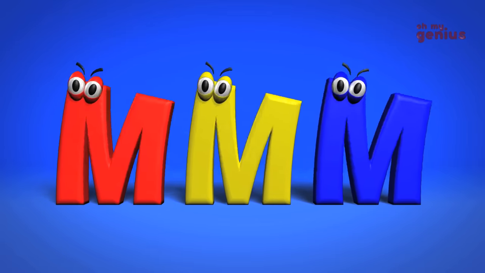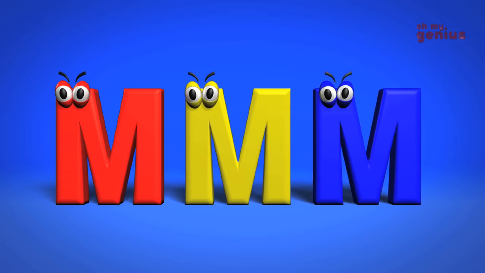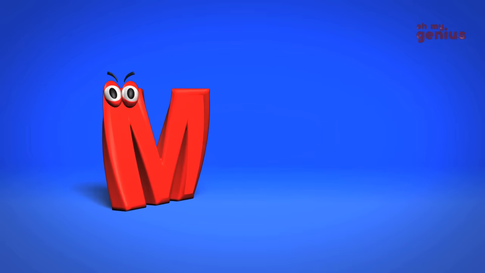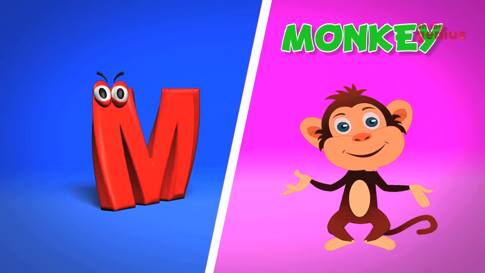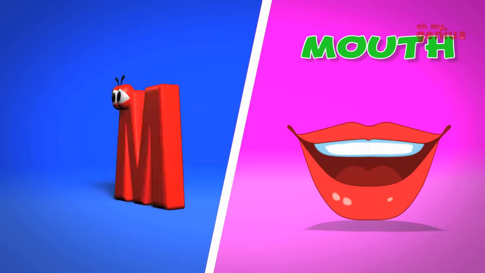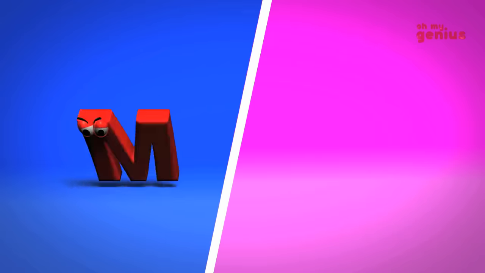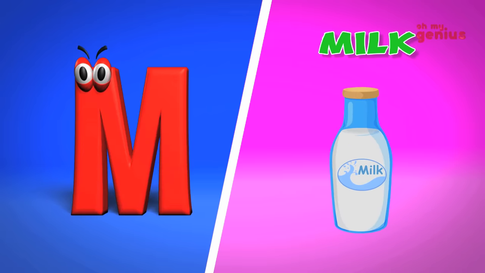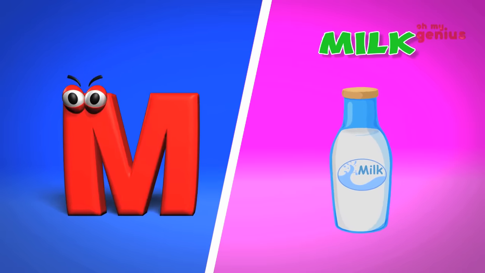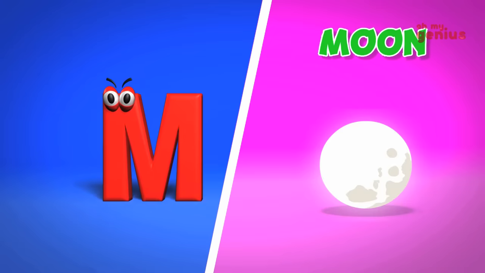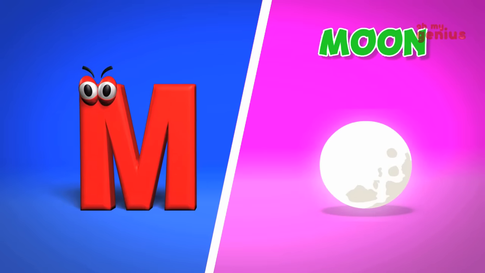Comes the letter M. M is for monkey, M, M, monkey. M is for mouth, M, M, mouth. M is for milk, M, M, milk. M is for moon, M, M, moon.